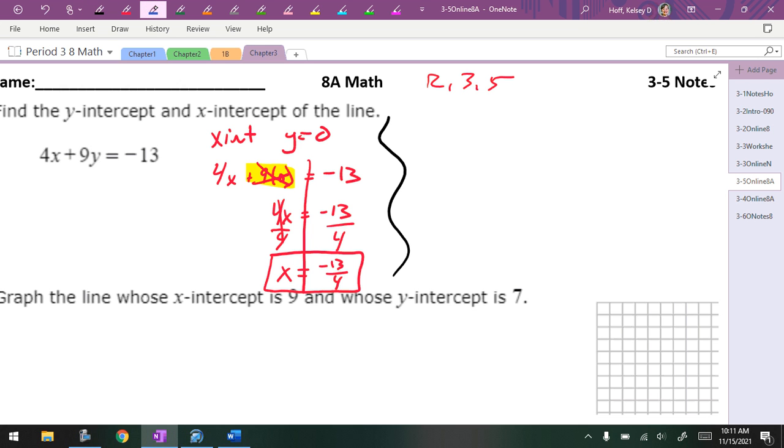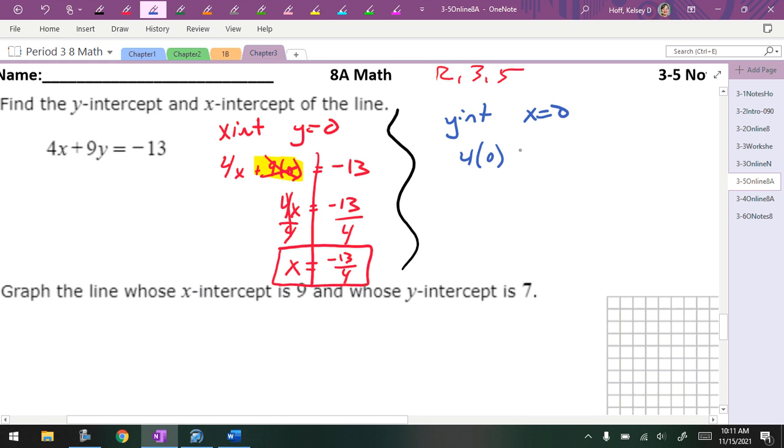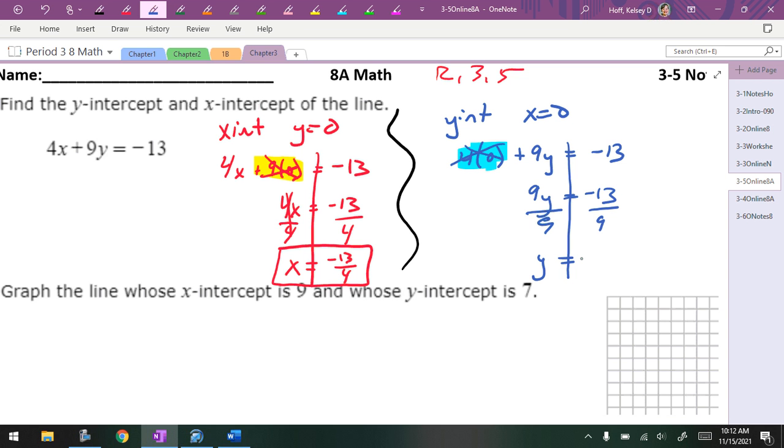So we repeat the process. This time we're finding the y-intercept. What do you know about every y-intercept? X equals 0. So we take our equation and we put in 0 for x. 4 times 0 plus 9y equals negative 13. 4 times 0 is 0, so it cancels out. 9y equals negative 13. Then I divide by 9. I type that in my calculator, negative 13 divided by 9. And it's a decimal, so really my y-intercept is negative 13 over 9.